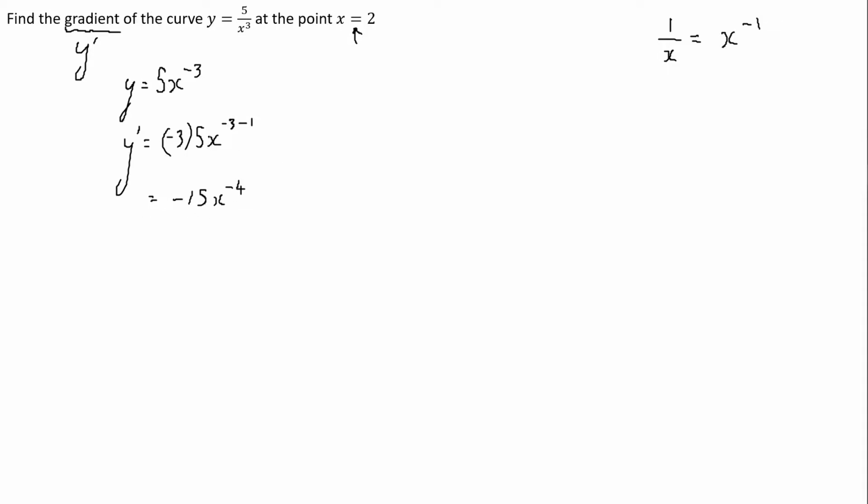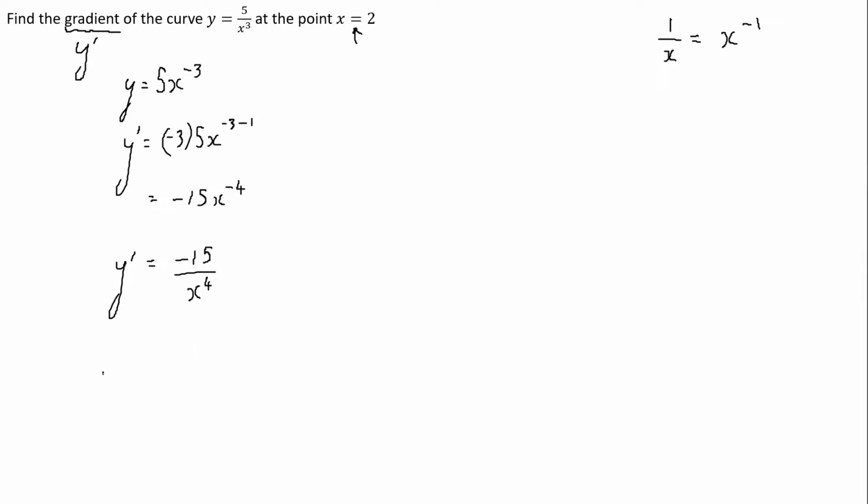Now, before I do anything more, I would not substitute my value in just yet. I would always turn it back into a nice number here. Because this is a negative power, my x goes to the bottom. So that's the same as negative 15 divided by x to the 4th. Now I have an expression for the gradient, a gradient function. Now all you need to do is substitute 2 into it.